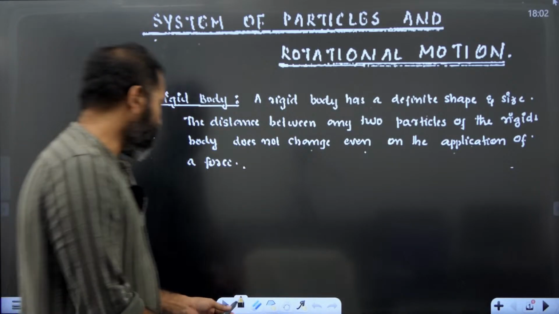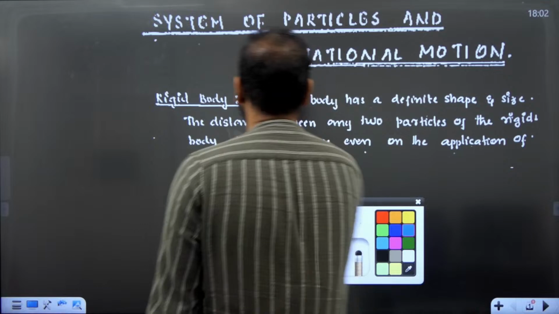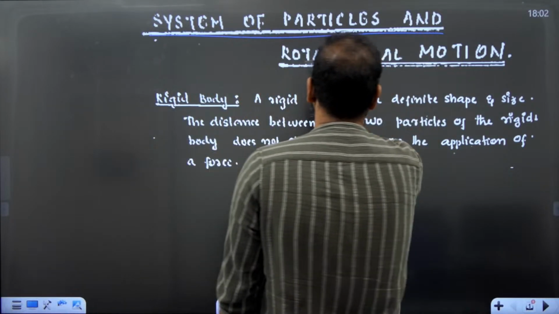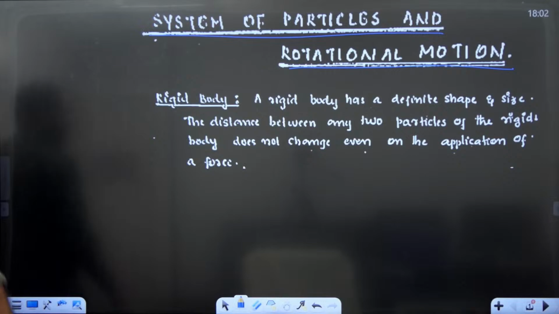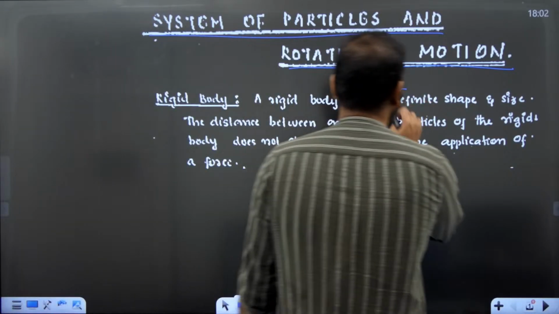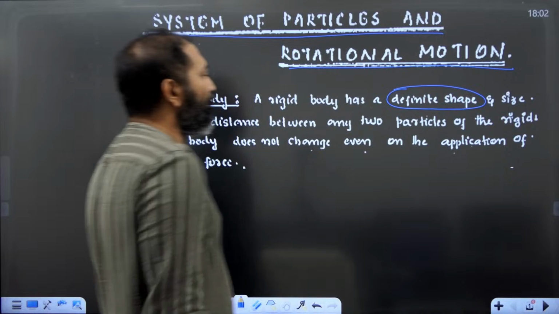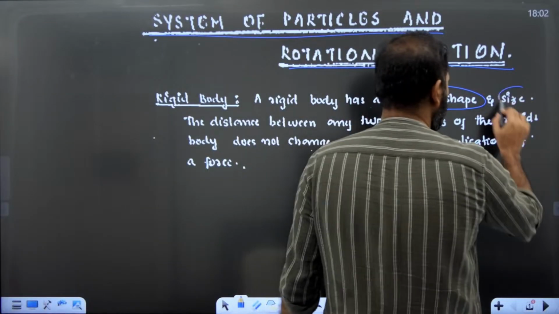What is our chapter name? System, particle and rotational motion. Rigid body. The first topic is rigid body. A rigid body has a definite shape. So what is the specialty of a rigid body? Definite shape and also size.